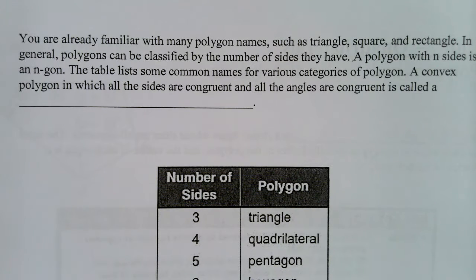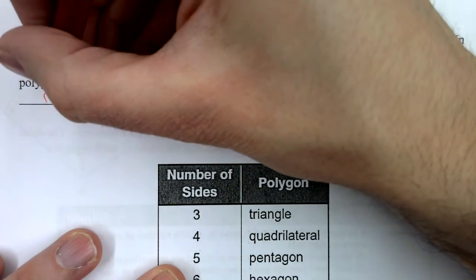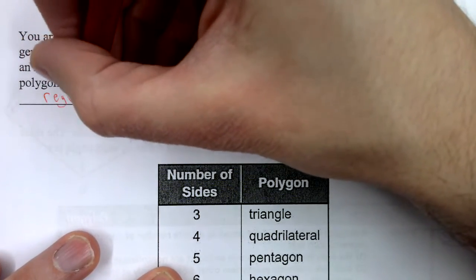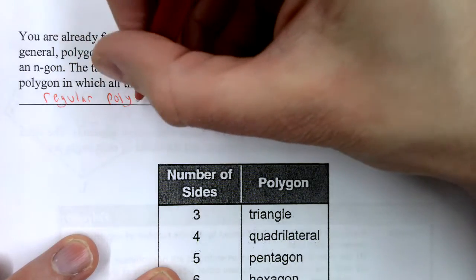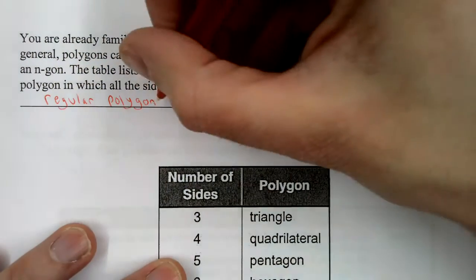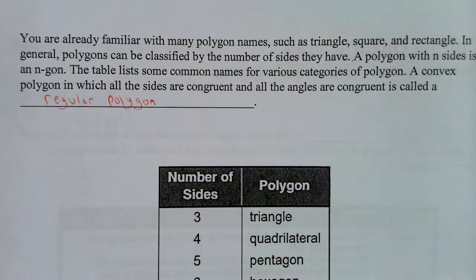Now, a convex polygon in which all the sides are congruent and all the angles are congruent is called a regular polygon. That's a convex polygon in which all the sides are congruent and all the angles are congruent. That's a regular polygon.